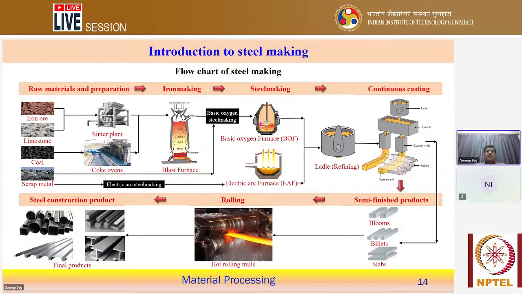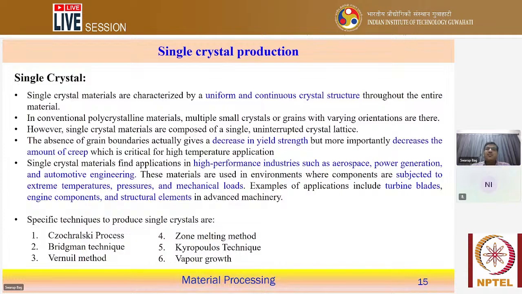Single crystals are composed of a single, uninterrupted crystal lattice, because the presence of grain boundaries decreases the yield strength and, more importantly, decreases the creep strength also. Creep strength is very important for high temperature applications. So by producing a single crystal structure, we can improve the creep properties of the material, and at the same time we try to avoid the formation of different types of crystal defects, such as dislocations.